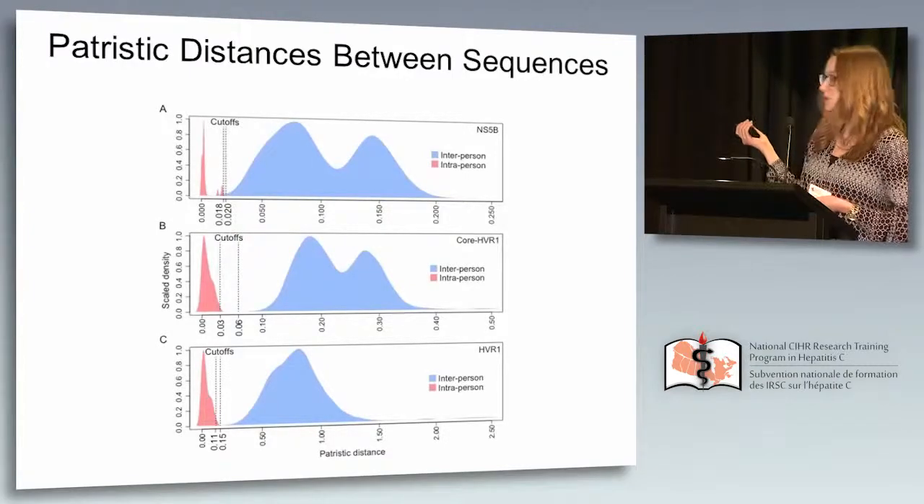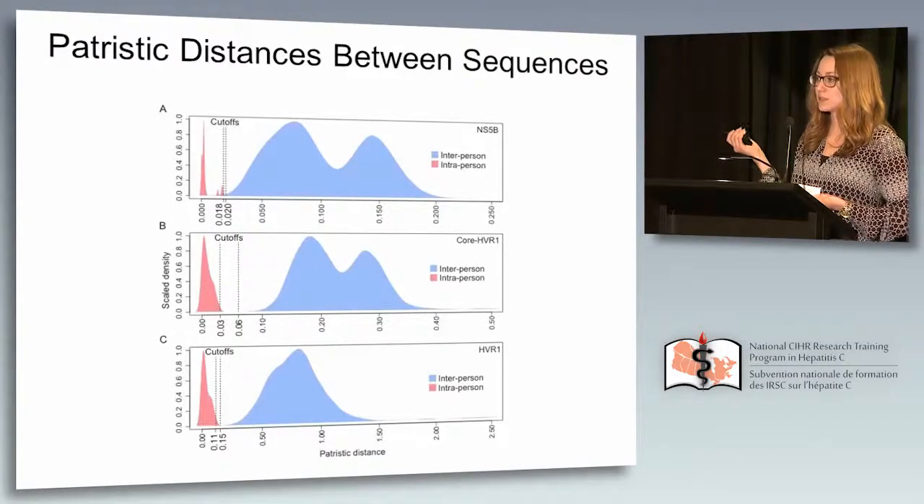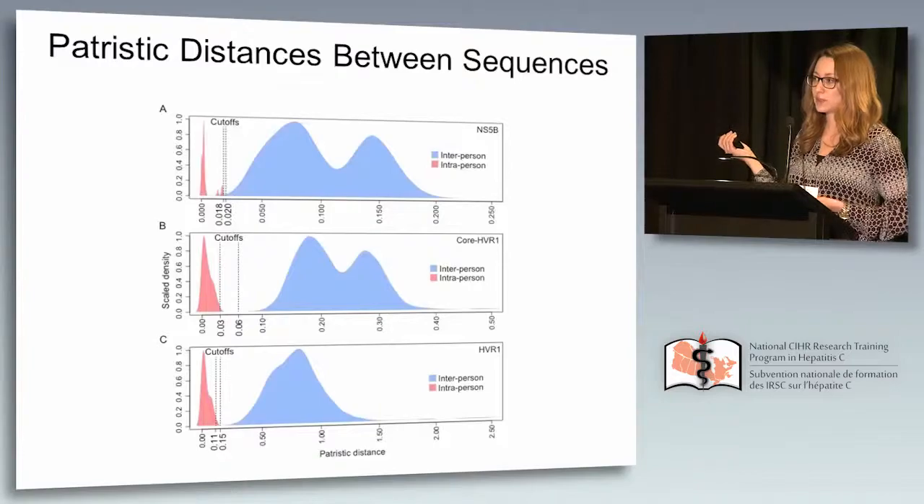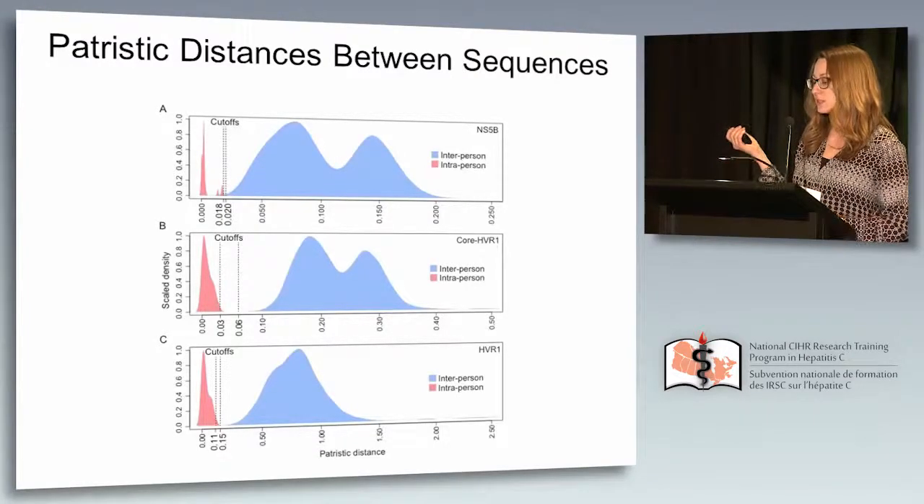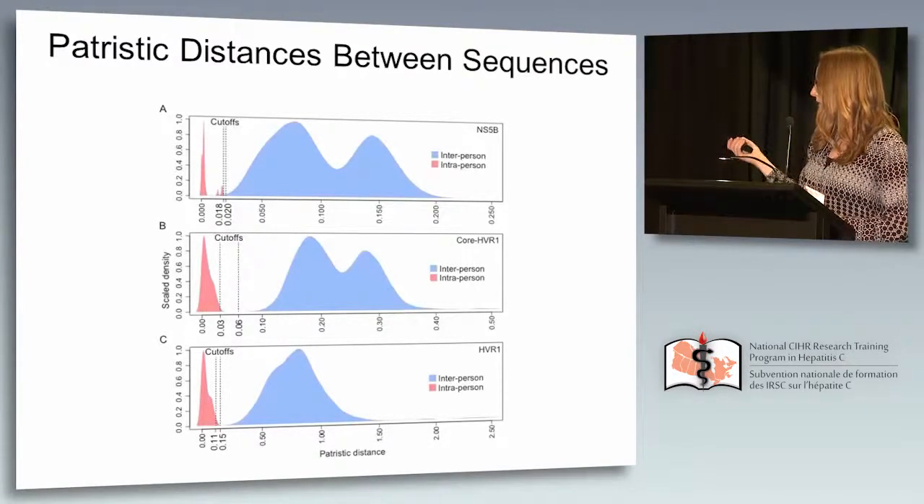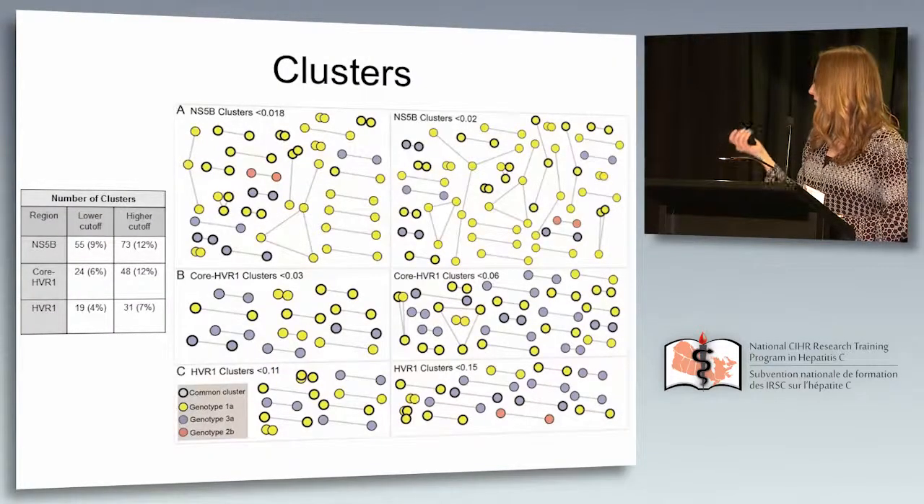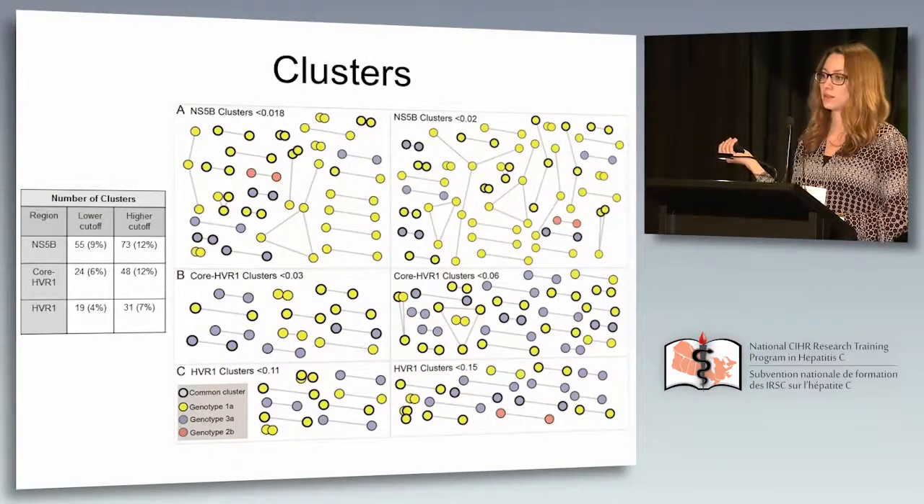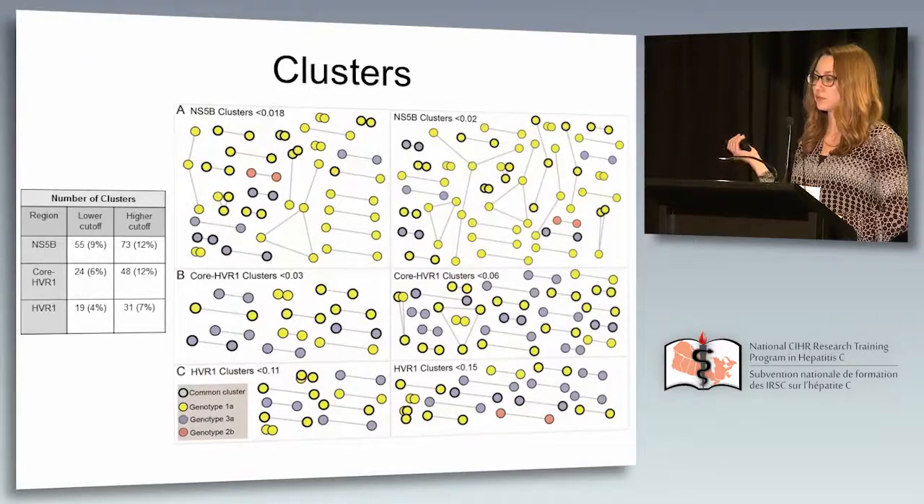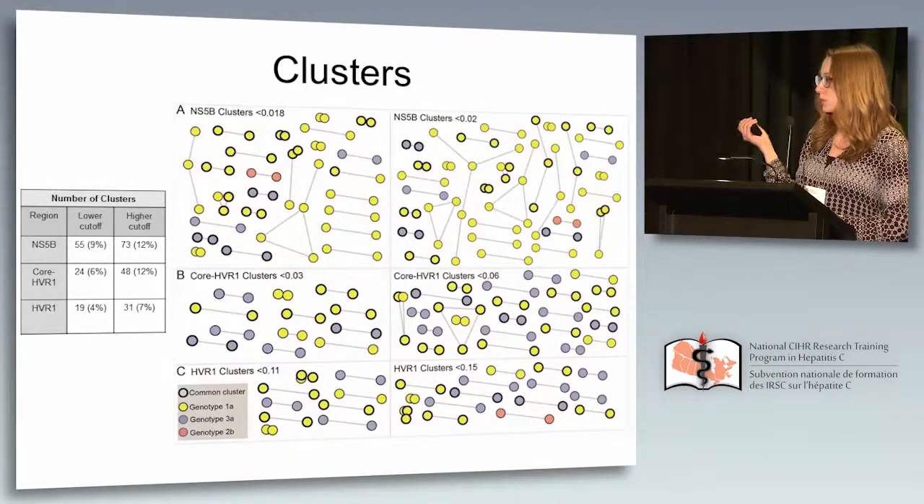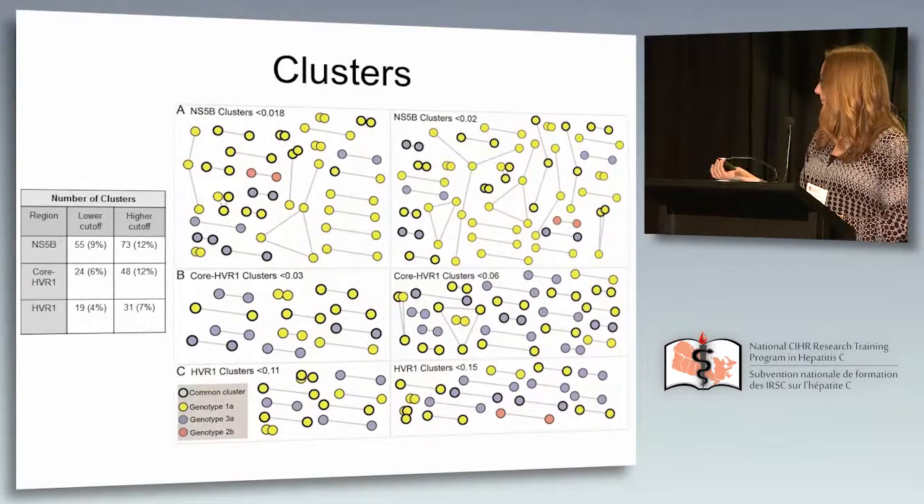And then that captures just a small number of clusters out of our entire sequence set that likely represent the most recent transmission events from that phylogenetic tree. And so that was done in all 3 regions. This is just a figure showing the different clusters that we identified in the different regions, and we also looked at 2 cutoffs in each region.